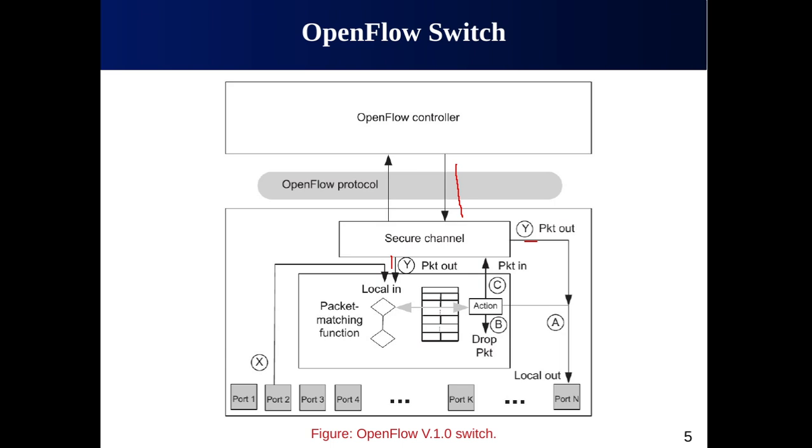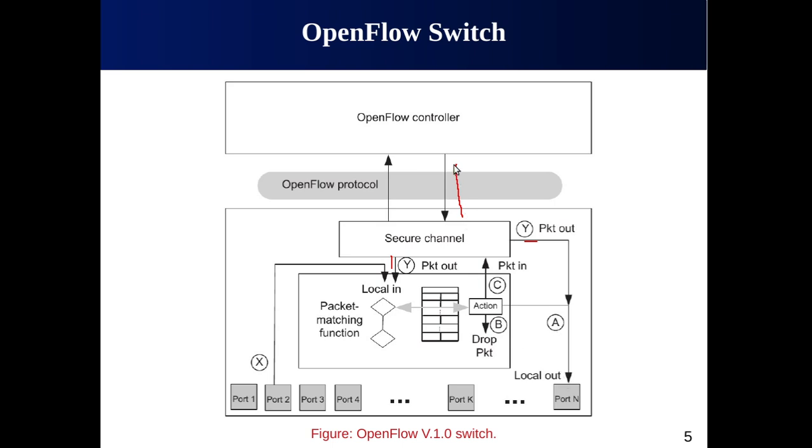The first path is logic, OpenFlow logic. Both are denoted by Y, but the first one is the logic part. In the rightmost case, the controller directly specifies the output port, and the packet is passed to that port N in this example.